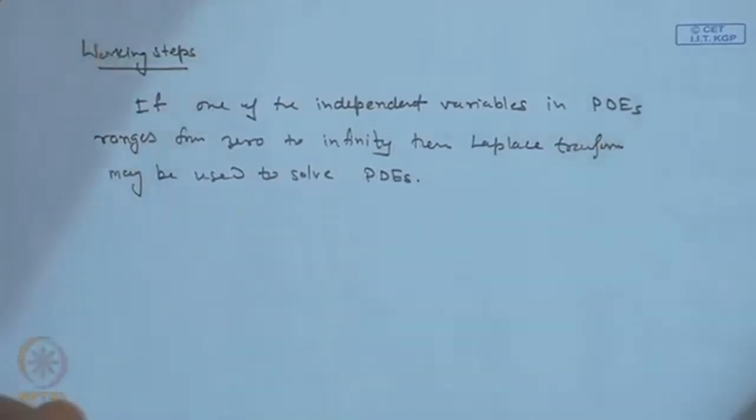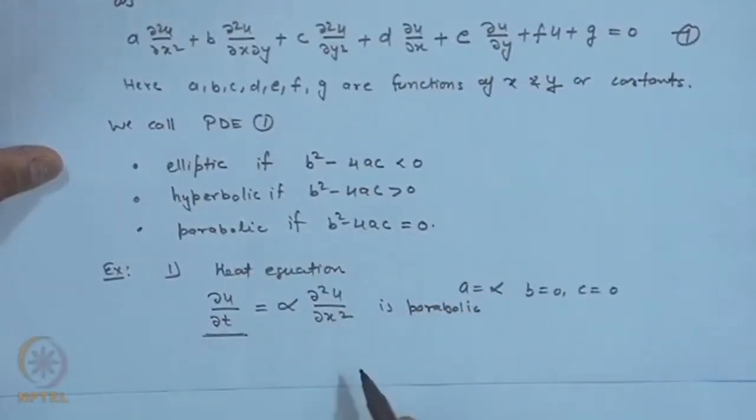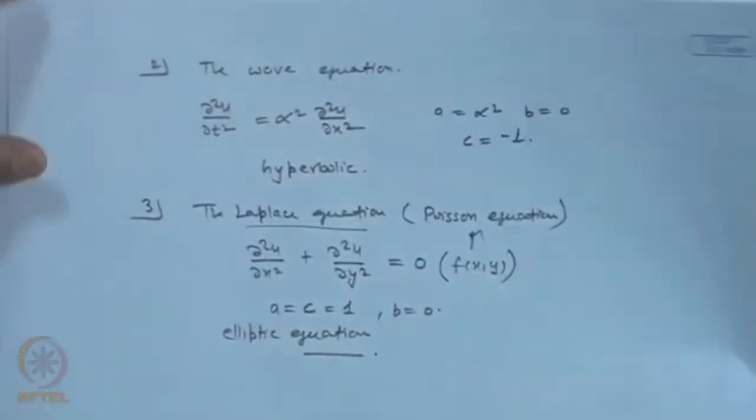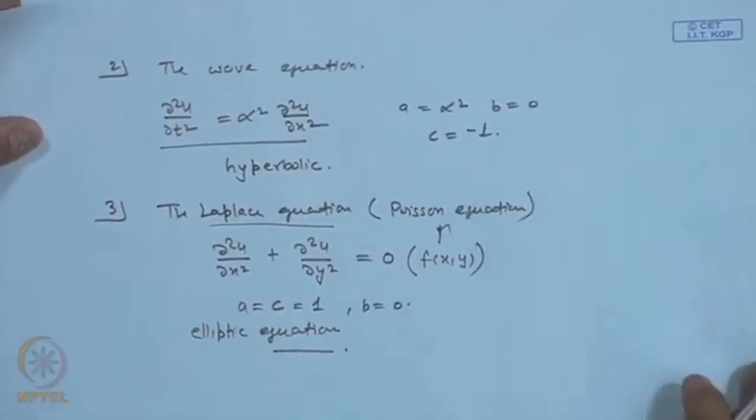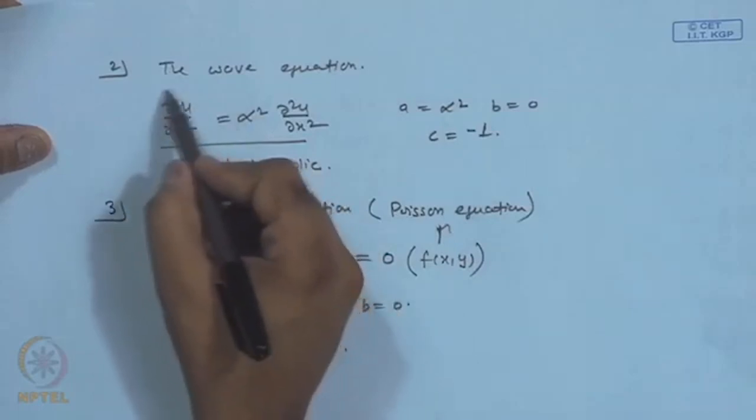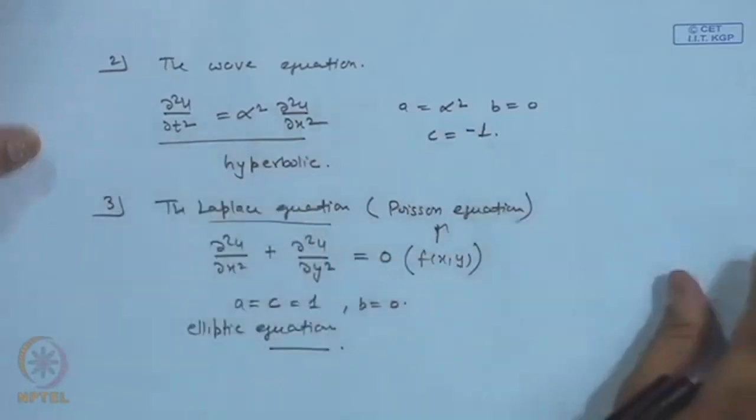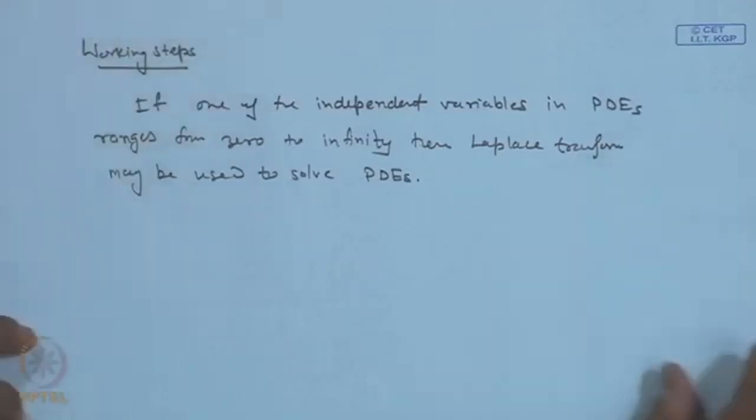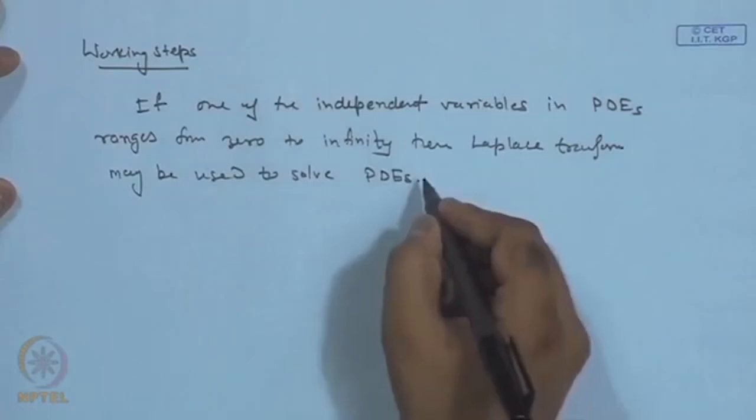So, we mainly solve the heat and the wave equations. For example, in the heat equation we have this t variable which ranges from 0 to infinity, and also in the case of this wave equation, and this wave equation models the phenomena of waves, sea waves or waves in a string. So, in this case also t starts from 0 and we can go up to infinity. So, here also we can apply the Laplace transform. So, we mainly apply this to wave equation and the heat equation.